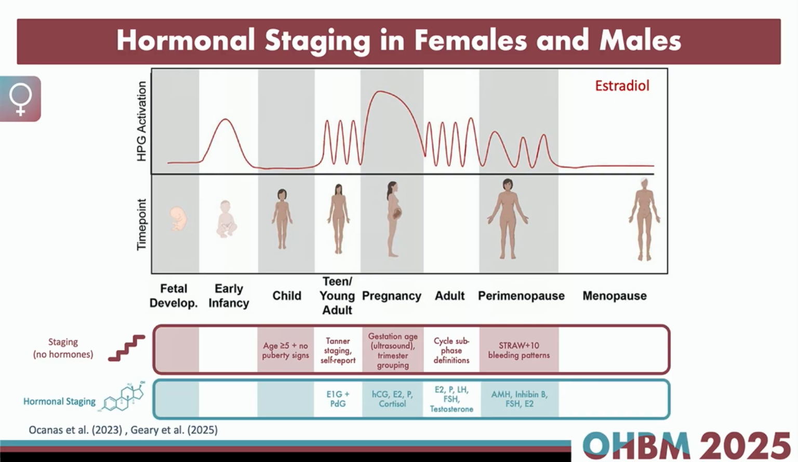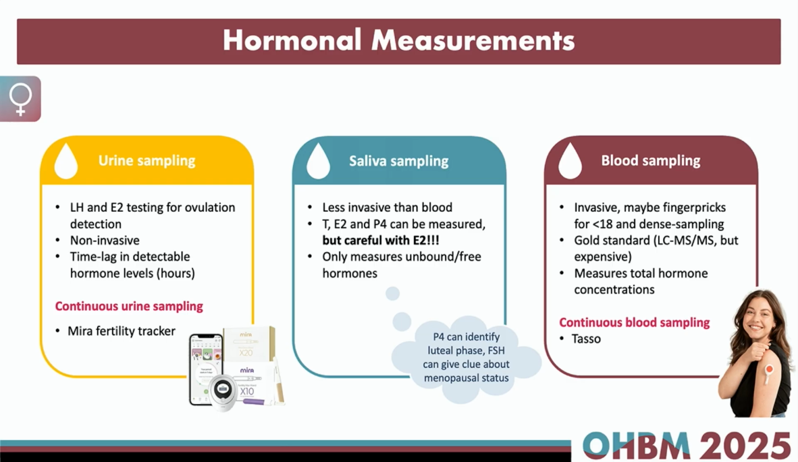Regarding hormones, there are also many options and many interesting hormones to look at and to really validate which hormonal phase you're measuring. However, especially in the adulthood, so with the hormonal transition, with the menstrual cycle, it's very important to have some kind of measurement. And there are different kinds of hormonal measurements. There's urine sampling, saliva sampling, and blood sampling. They all have their advantages and disadvantages.